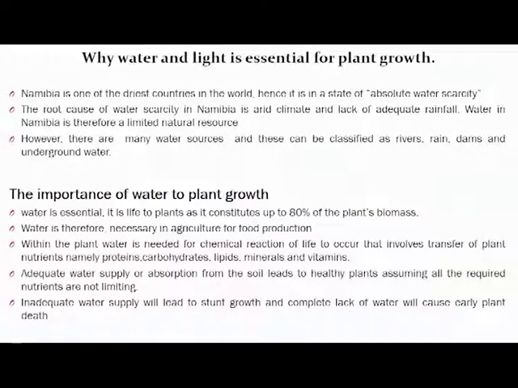Inadequate water supply will lead to stunted growth, and complete lack of water will cause early plant death. So that's why it's necessary to have water readily available for plant growth, because without water, the plant cannot survive and it will eventually die.